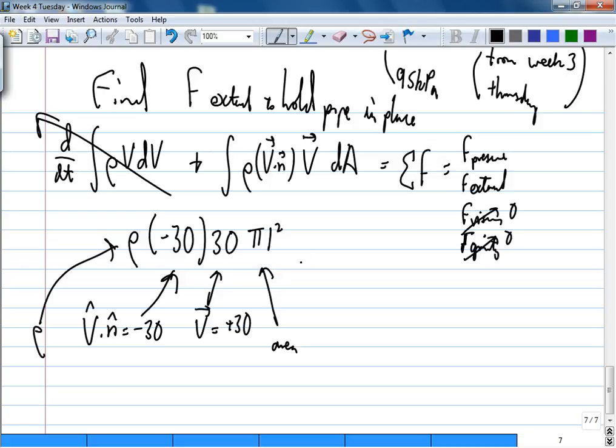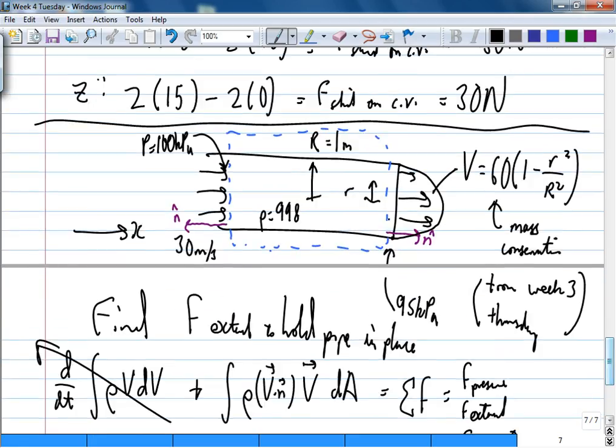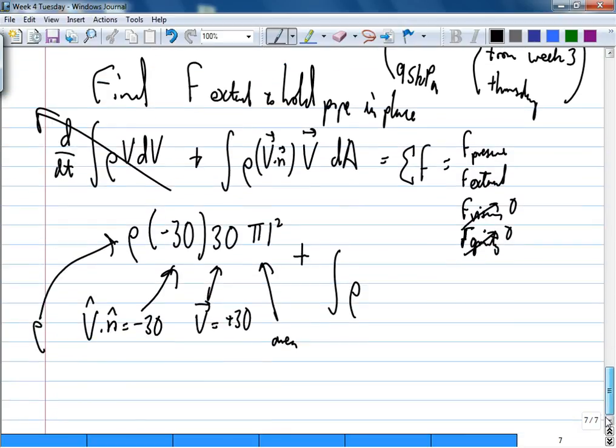Now the next part, on the outlet side, we have the integral of rho v dot n. Now this v dot n is positive, because we are both pointing in the same direction, and therefore that is just 60 (1 minus r squared over R squared). So this is leaving.